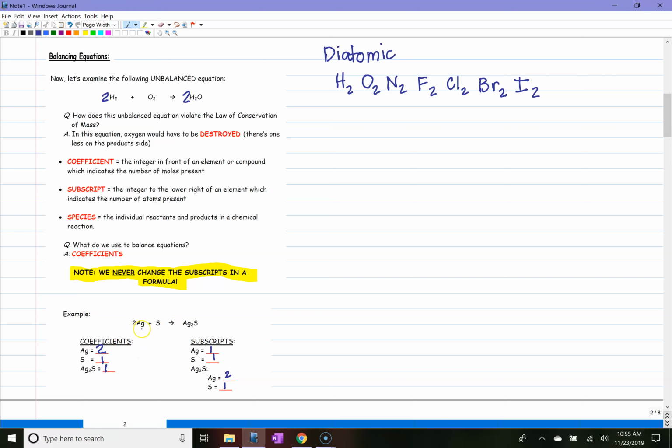the 2 in front of the silver means that we have 2 silver atoms. The 1 in front of the sulfur means we have 1 sulfur. And then on the product side, we have 2 silvers and 1 sulfur. And our equation would balance out.